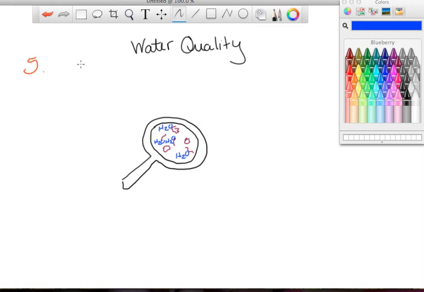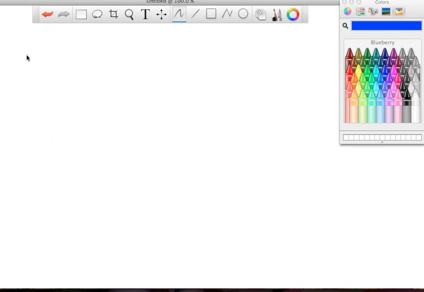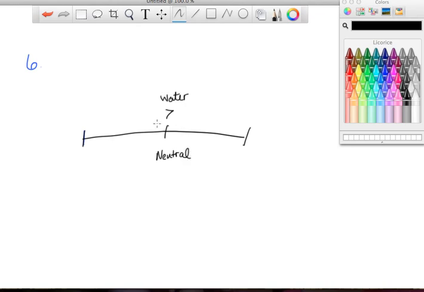Number 6, what is water pH? Well, pH is when we test how acidic or basic water is. Okay, so there is a pH scale, and the pH scale measures from 0 to 14, where 7 right there in the middle is neutral. That's where water should be. This is where water should be at 7.